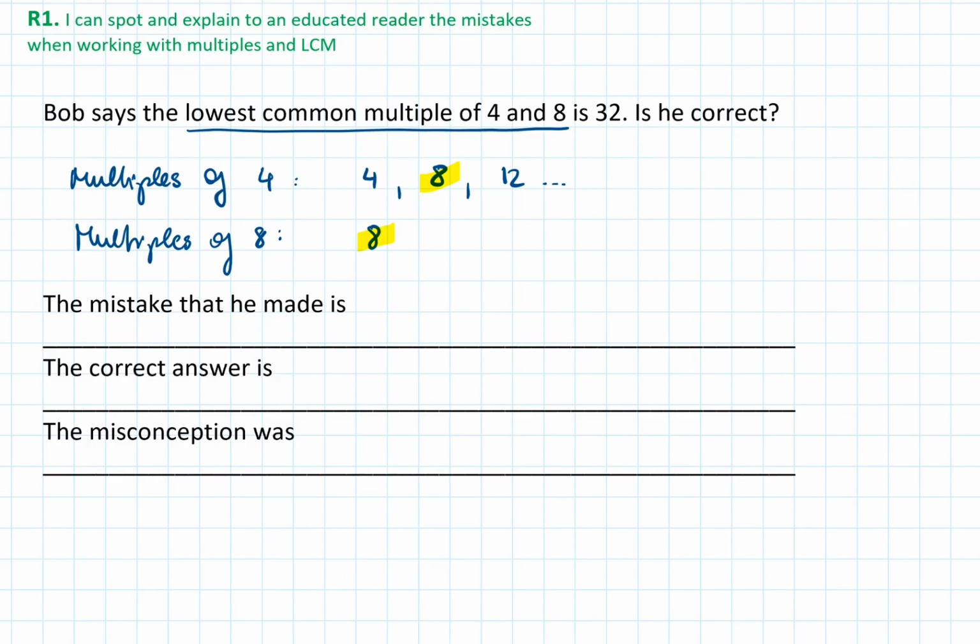The mistake that Bob made was that he just went ahead and multiplied the two numbers instead of listing the multiples and finding the actual lowest common multiple. So the mistake that he made is he did not list the multiples. The correct answer is, as we have worked out above, 8. The misconception was that he did not know how to calculate the lowest common multiple of 4 and 8. He just thought you need to multiply them together. So his misconception was not knowing how to calculate LCM. He thought it's just multiplication.